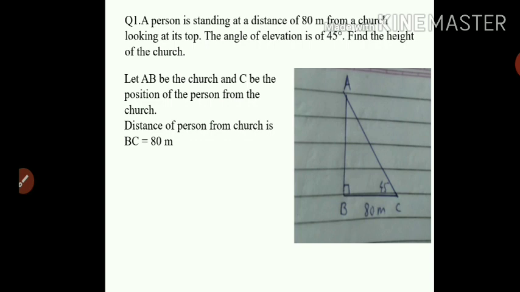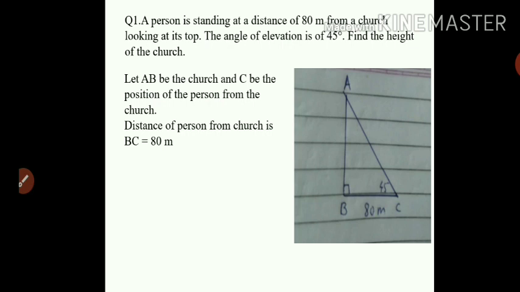Now you can see, again I will tell the information that there is a person who is standing at 80 meters from a church. So let that point C, you can see triangle ABC, the point C is the place where the person is standing and he is looking at the top of the church. You can see angle ACB is the angle of elevation, that is 45 degrees, and AB is the church. Now you have to find the height of the church. So we wrote all the given part.